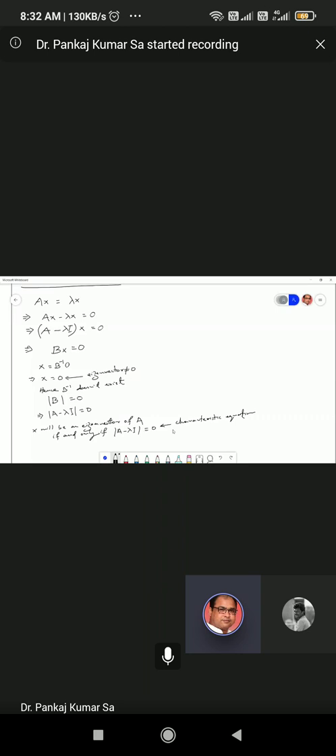And the roots of this equation tell the eigenvalue. Okay.